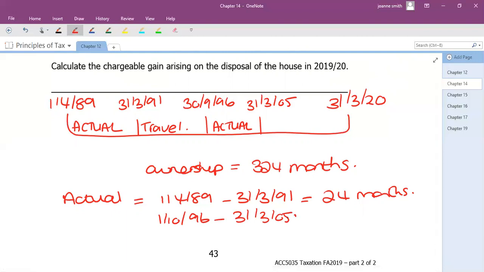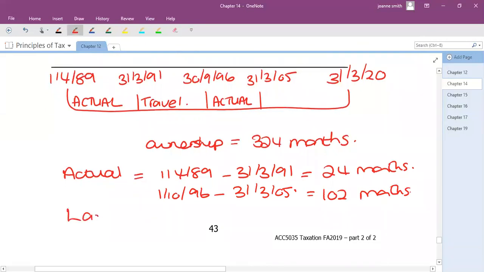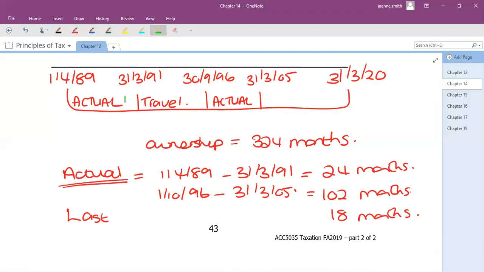That's 8 years and 6 months, isn't it? 8 years and 6 months. And that gives me 102 months in total. And then don't forget, we always get the last 18 months. Okay, so that's my actual occupation. So that would be this period plus this period, and then the automatic 18 months when he was absent. It's just a rule that they allow you.